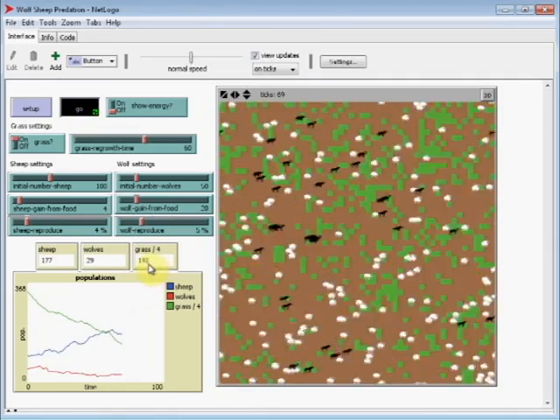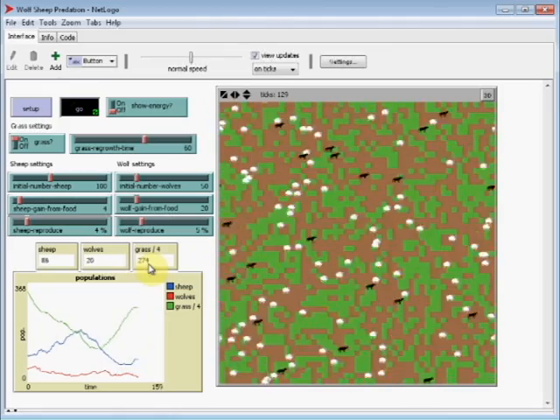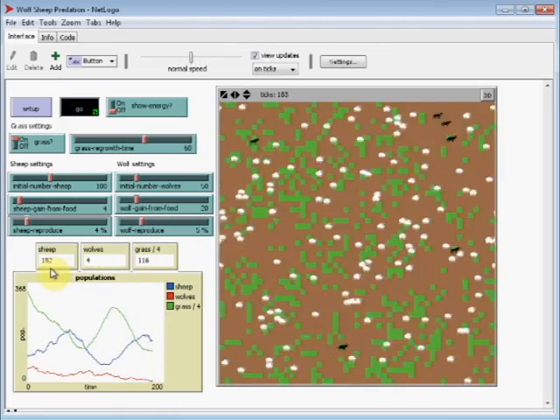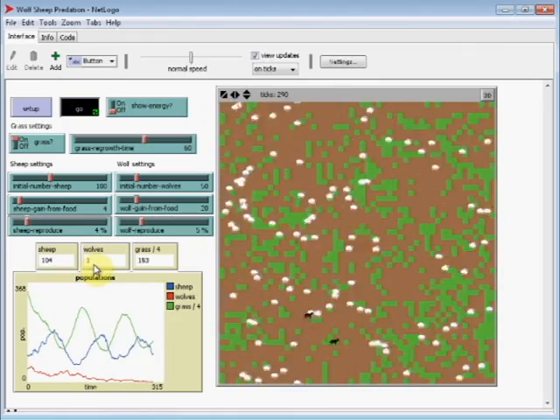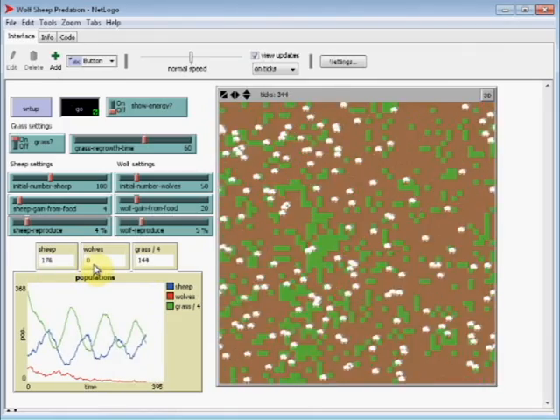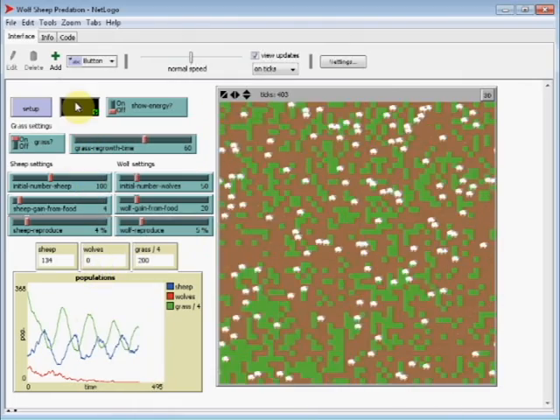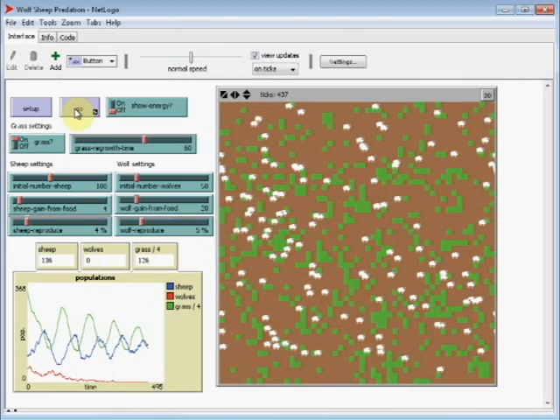So the grass is taking a long time to grow back, so the grass is dying. The sheep population isn't as high as it was before, and the wolf population goes down. And eventually the wolves die off. So, to me, that's a little bit of a surprise. That would actually make me start to think about what's going on in here.